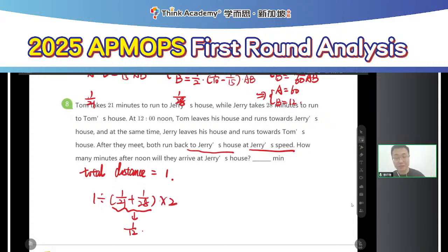The meeting time is the same as the returning time. So now times the 2. So the answer should be 24. Okay. So far, so easy.